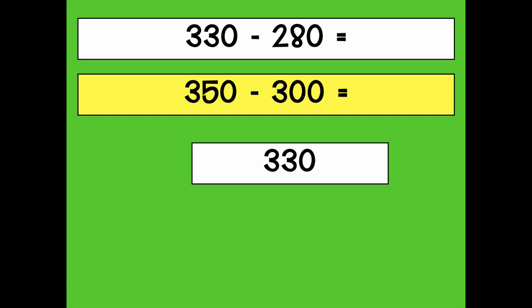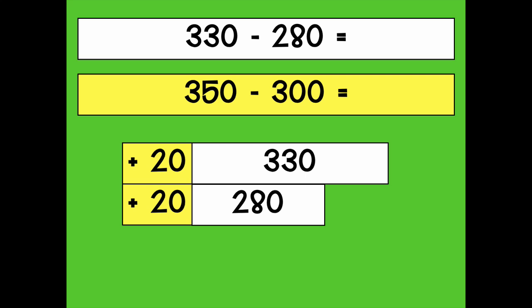All right, friends. So again, we started with our two smaller numbers, 330 and 280. Well, when I look at 280, I see that to get to 300, I need two more tens. So I need to add 20 to both of these numbers. Then if I have 330 plus 20, that gets 350. And 280 plus 20 equals 300.